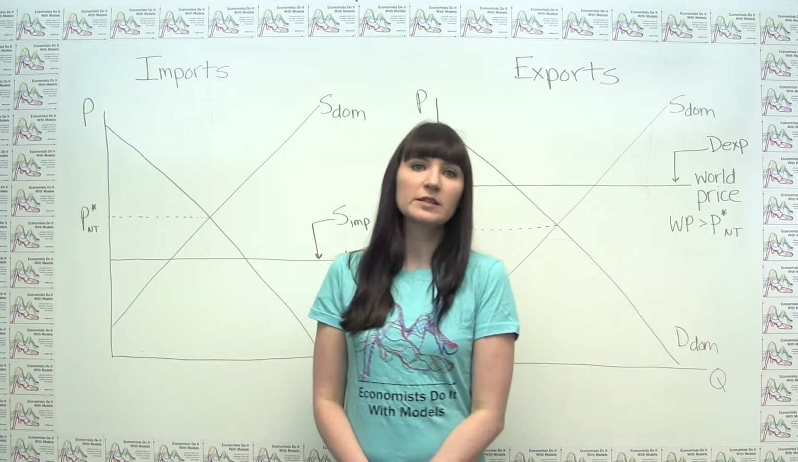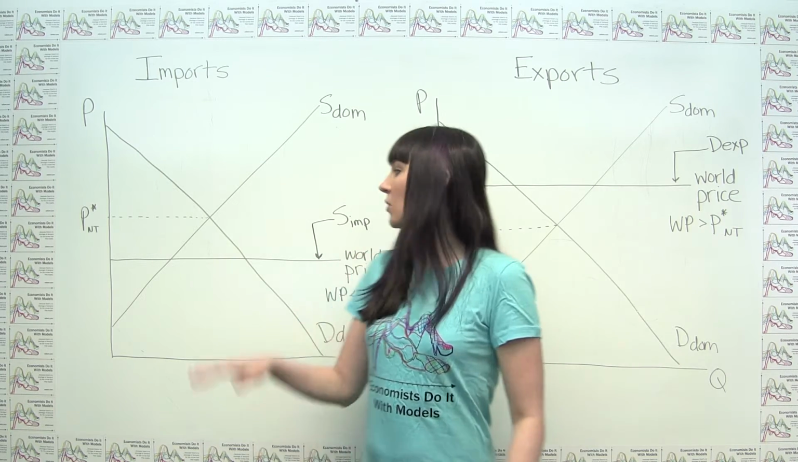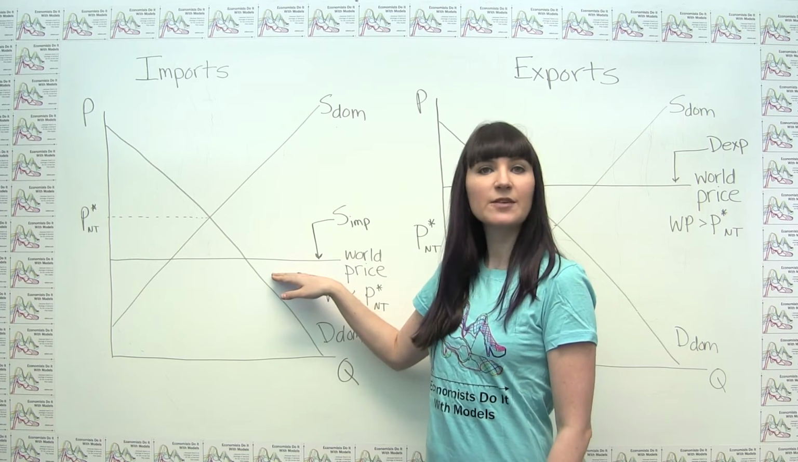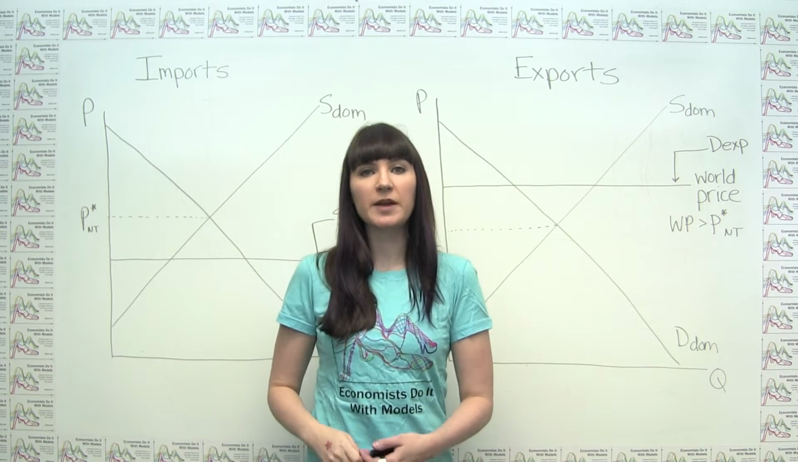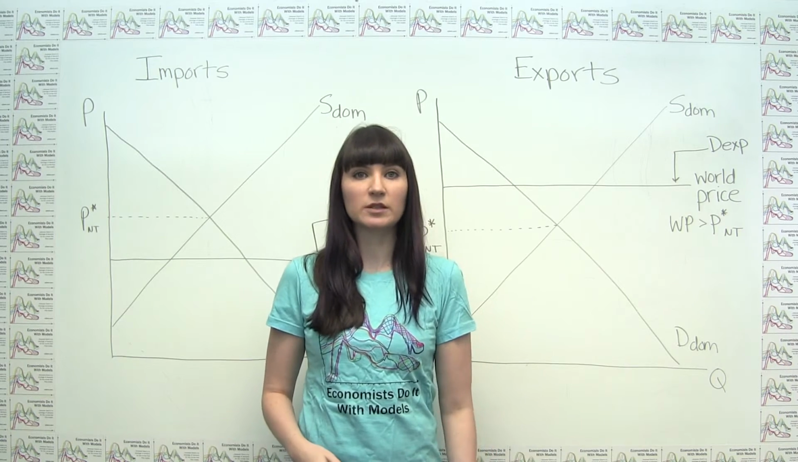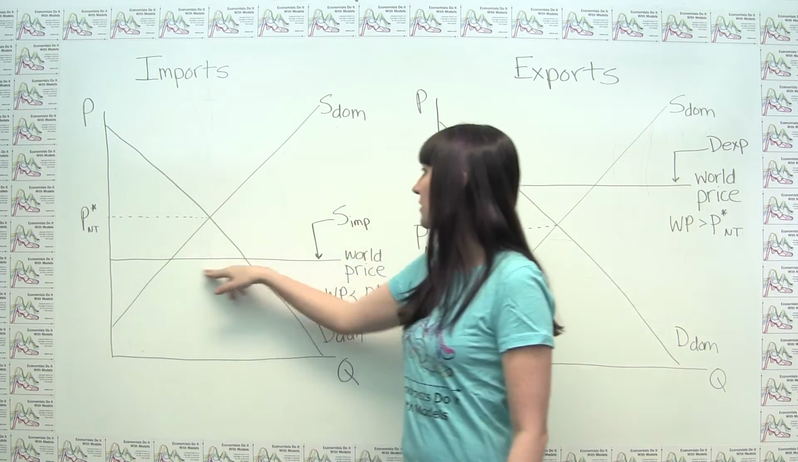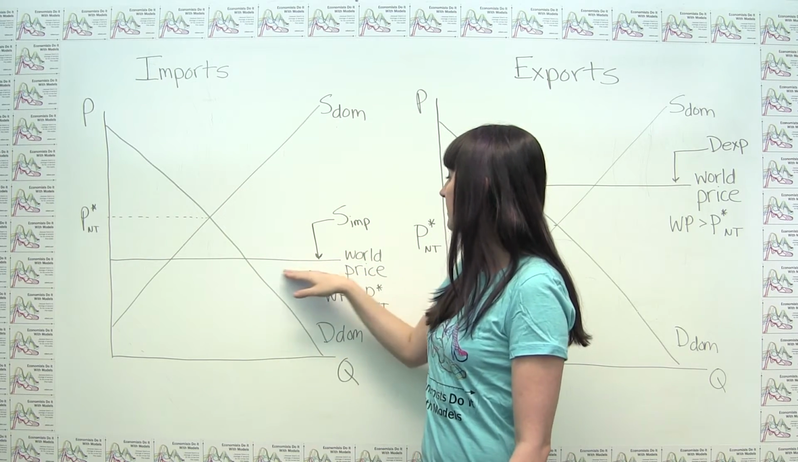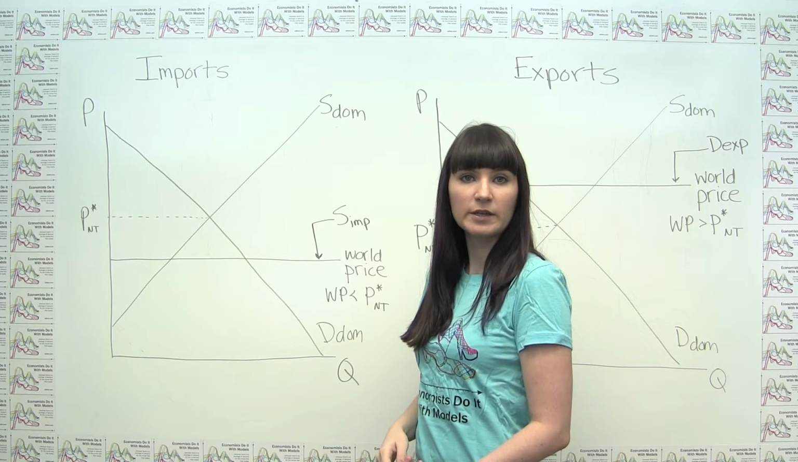You may have noticed that when we introduced imports and exports into our supply and demand model, we just took this world price as something that was given to us, rather than something that the domestic country could actually affect in one direction or the other. Here we just see that we took the world price as given, and in the context of imports, said that we were facing perfectly elastic supply of imports on the world market.